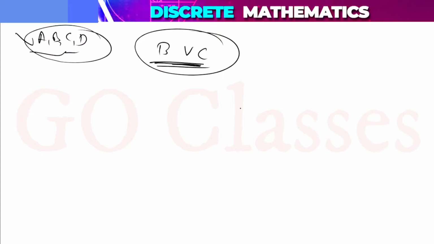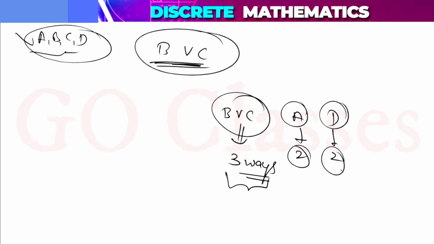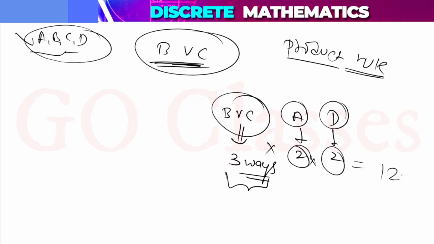Because this B or C, they both can be assigned in 3 ways. Either both can be true, or B can be true and C can be false, or C can be true and B can be false. So 3 ways you have for B comma C, 2 ways you have for A, and 2 ways you have for D, because A and D do not matter. You can assign them any value, true or false. Finally you can apply the product rule of combinatorics. Then what will be the answer? For 12 interpretations, this formula will become true.